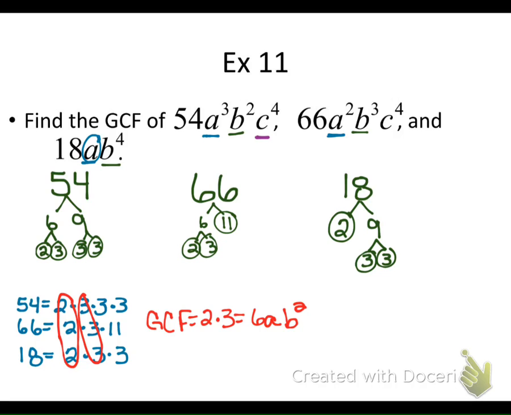Next, a C. Does the 18 have a C? No. Do all three terms have a C in common? No. So that can't be included in the greatest common factor because not all three terms have it. So my greatest common factor is going to be 6AB squared.